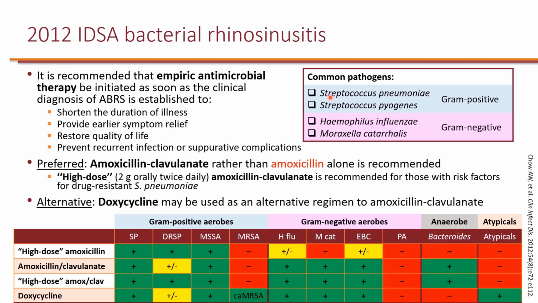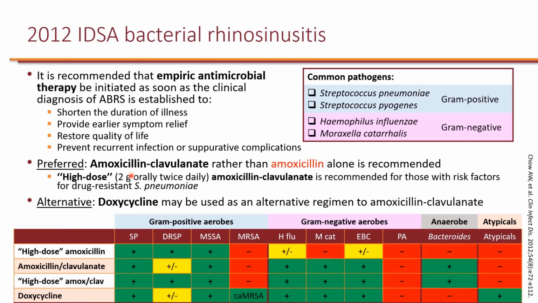Now, if someone has risk factors for drug-resistant strep pneumo, you can also use a higher dose of this to overcome the resistance in strep pneumo. So 2 grams twice a day of amoxicillin-clavulanic acid.